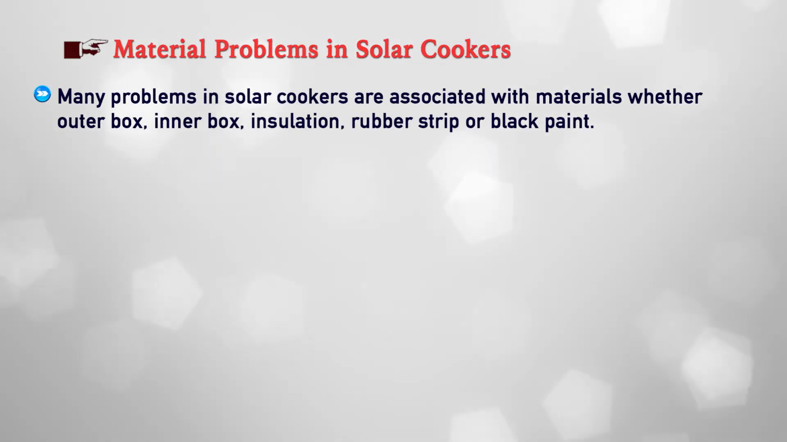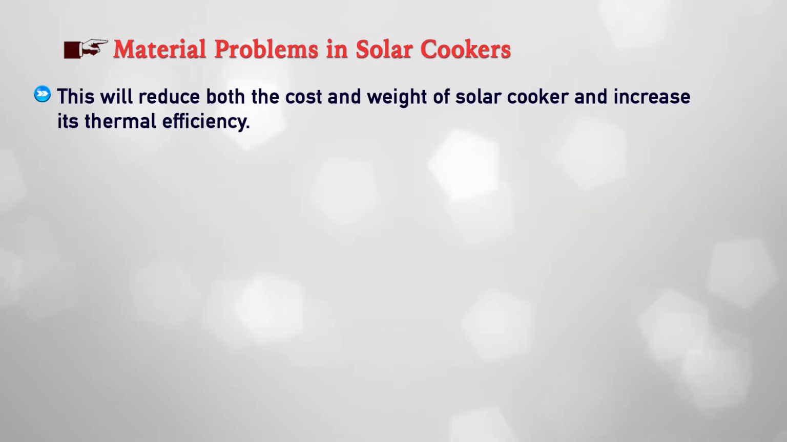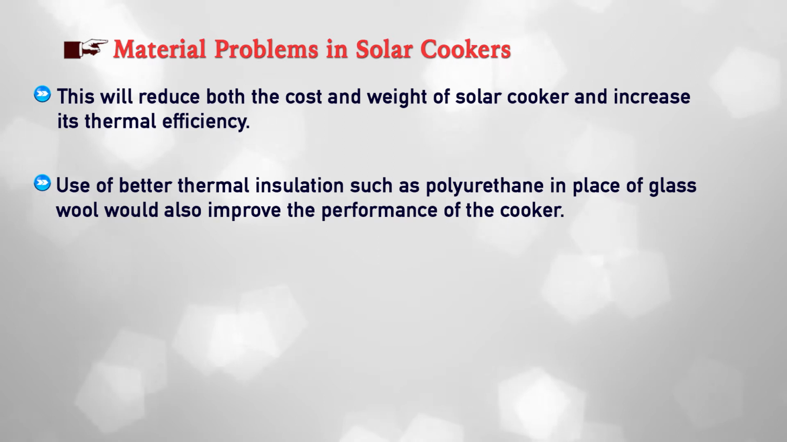Many problems in the solar cooker are associated with the material, whether outer box, inner box, insulation, rubber strip or black paint. One important area for improvement is to develop transparent covers having high transmittivity and low value of heat loss coefficient. This will reduce both the cost and weight of the solar cooker and increase its thermal efficiency. Use of better thermal insulation such as polyethylene in place of glass wool would also improve the performance of the cooker.